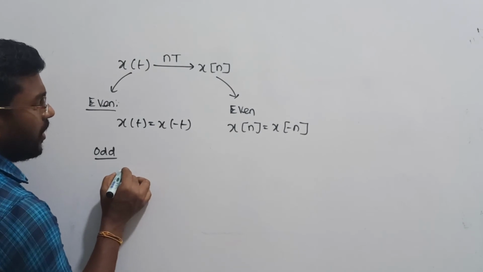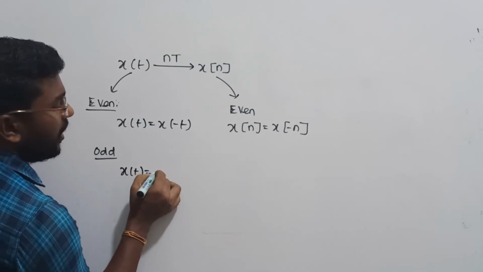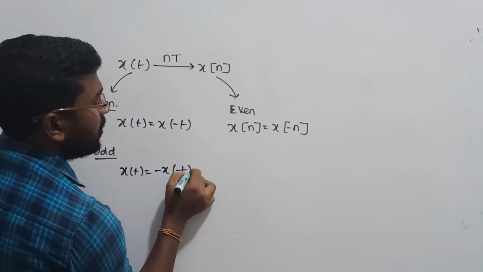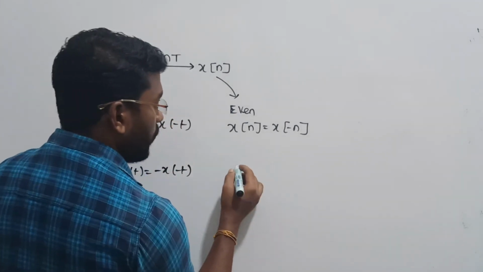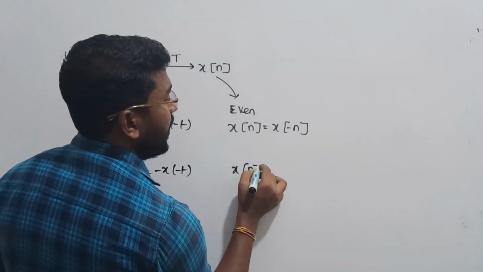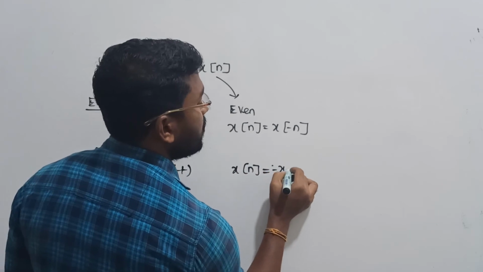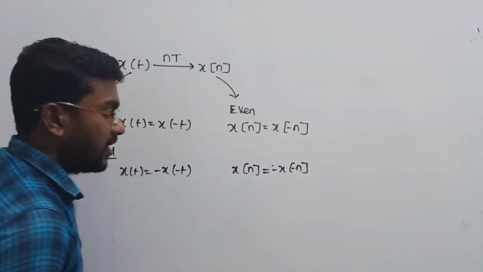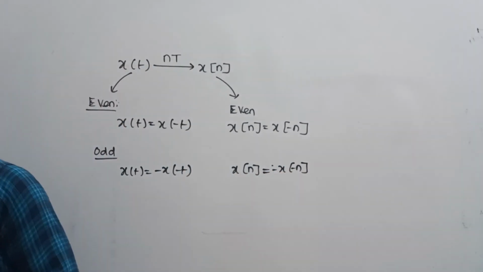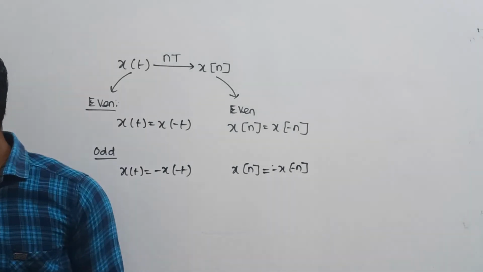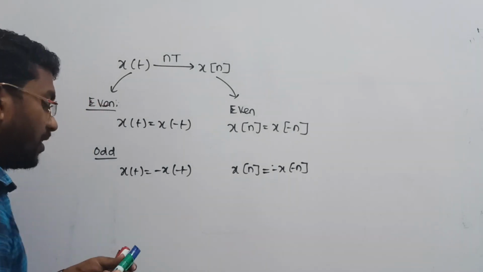An odd function can be written, here, as x of t equal to minus x of minus t. Whereas in the discrete domain, in the same way, it can be written as x of n equal to minus x of minus n. That is the difference between the continuous time domain and the discrete time domain, right? Let me write the rest of the things.